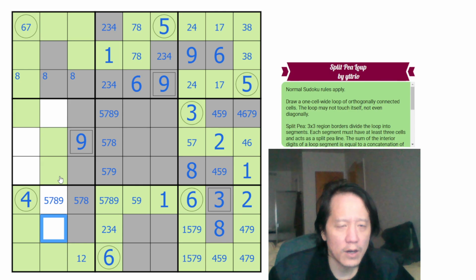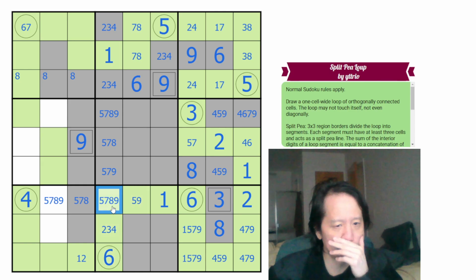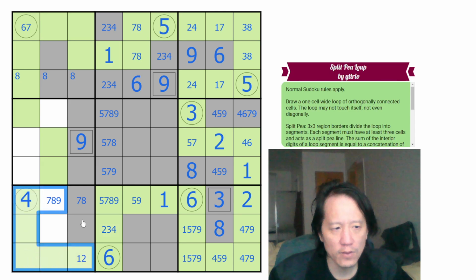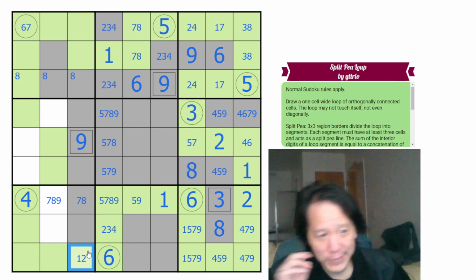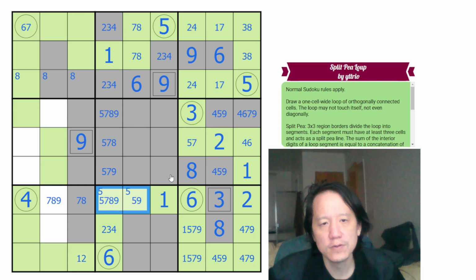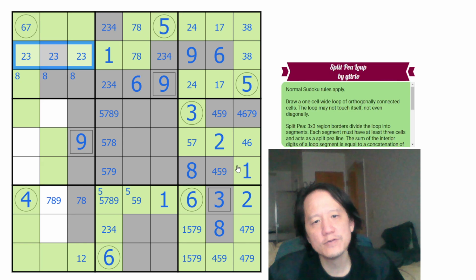So this is either 259, which would add up to 16, 358, or 457. So the 5 cannot be here again. Okay. So we know 5 is over here. This has to be 2, 3, 4, 5, 7, 8. So the 5 has to be one of these. Can't be 8. This can't be 4.